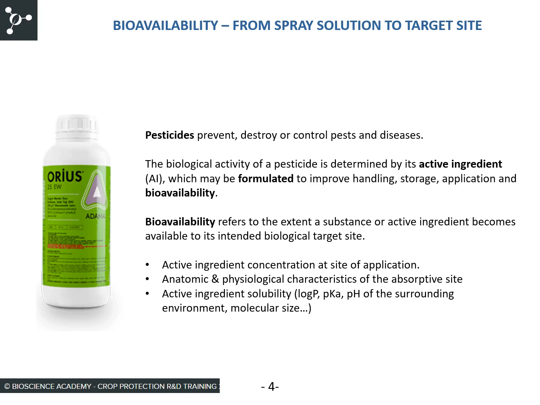Pesticides comprise substances or active ingredients which prevent, destroy, or control pests and diseases. And the biological activity of a pesticide is determined by its active ingredient, or AI, which may be formulated to improve handling, storage, application, and bioavailability.